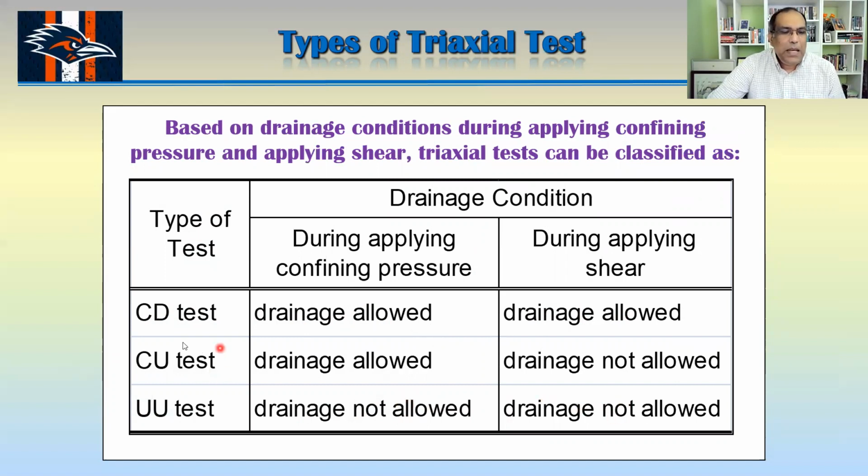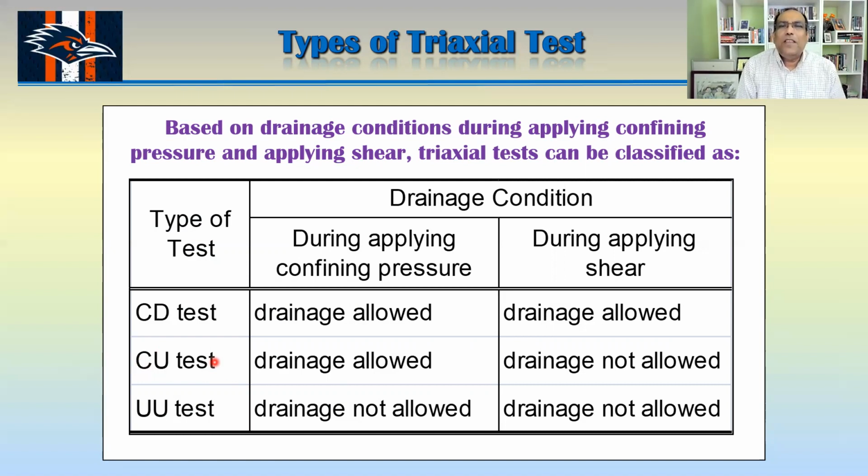In the middle, you have the CU test, or consolidated undrained test, meaning drainage is allowed in the first stage of the test. You allow the soil to consolidate when you apply the confining pressure. But when you apply the shear, you don't allow the soil to drain. So the CD test will produce the drained shear strength, the UU test will produce the undrained shear strength, and the CU test will produce a shear strength in between these two.